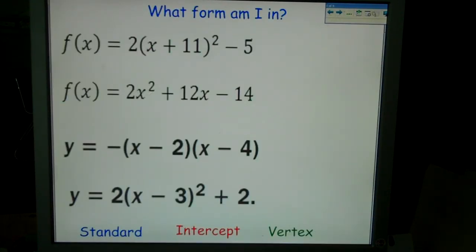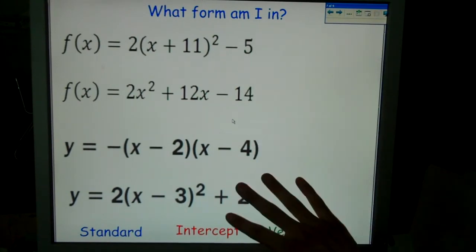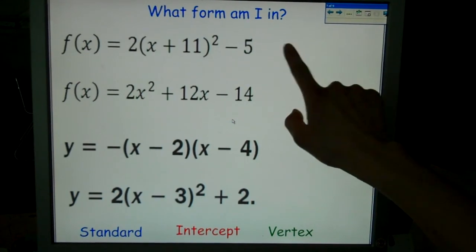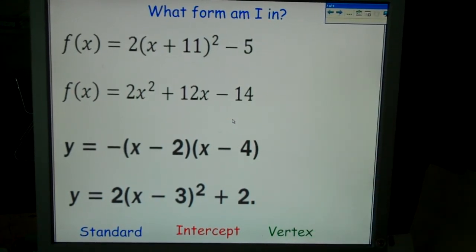Okay, this one here. What form am I in? So I just want you to write these down, and I want you to write beside it what form. Am I standard form, intercept form, or vertex form? So pause me now, and then I'm going to come back with the answer. All right, number 1. Standard, intercept, or vertex? Go.